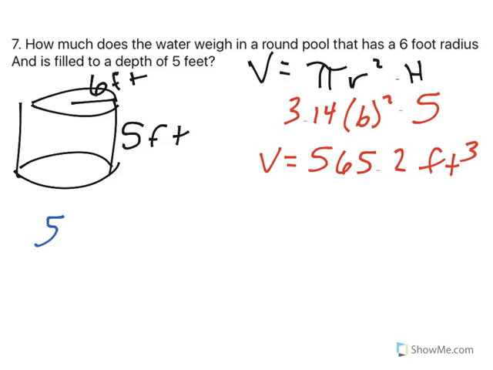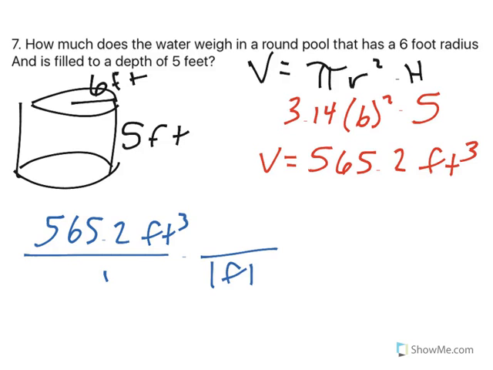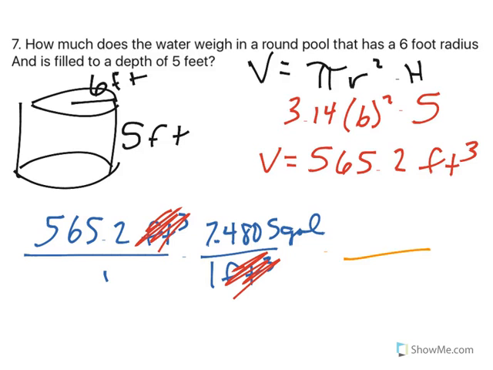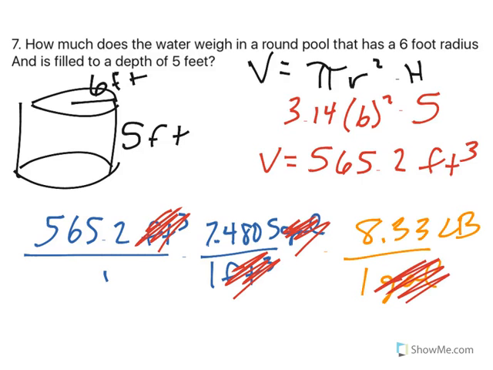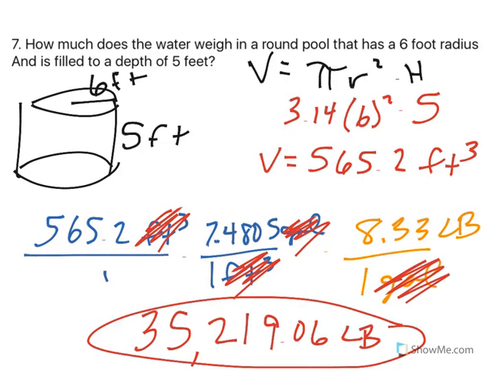Now, we know that from cubic feet, 1 cubic foot is 7.4805 gallons. That gets me out of cubic feet. And then I know that 1 gallon is 8.33 pounds, right? Go one step at a time. What do you know? That makes my gallons go away. Multiply all those numbers, and this round pool would weigh 35,219.06 pounds.